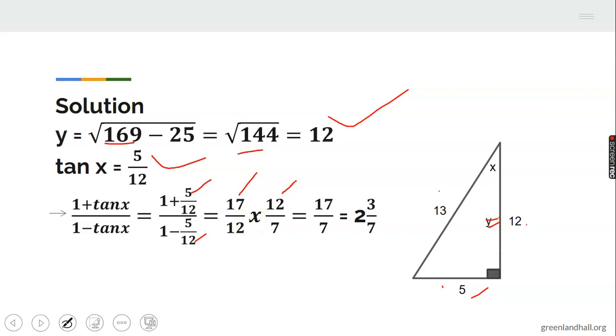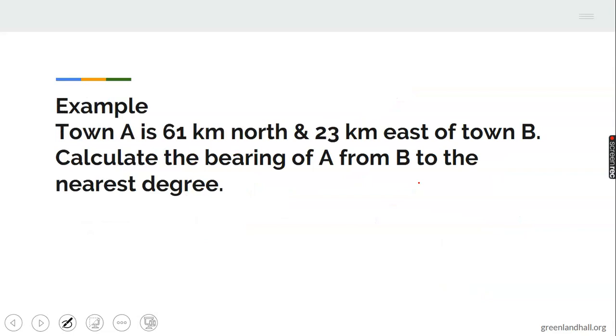And multiplying that, we cancel 12, we have 17 over 7. And that will be 2 whole number, 3 over 7. That will be the value. We move over to another example.